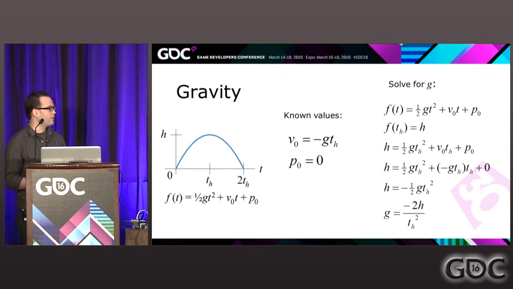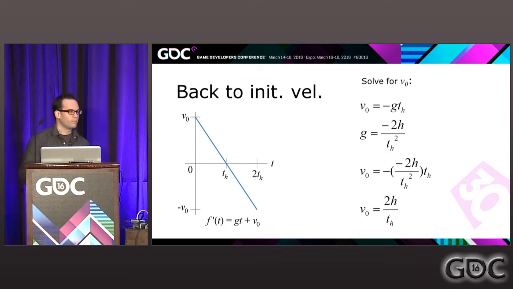And again, skipping through all the math there, what this gives us is a solution for our gravitational constant g in terms of the height and the duration of the jump. So that's one of the two things we were wanting to find. Now that we have a solution for gravity, we can go back to the previous slide where we wrote initial velocity in terms of gravity, and we can substitute this in. And this gives us a solution for initial velocity, also in terms of the height and the duration of the jump.